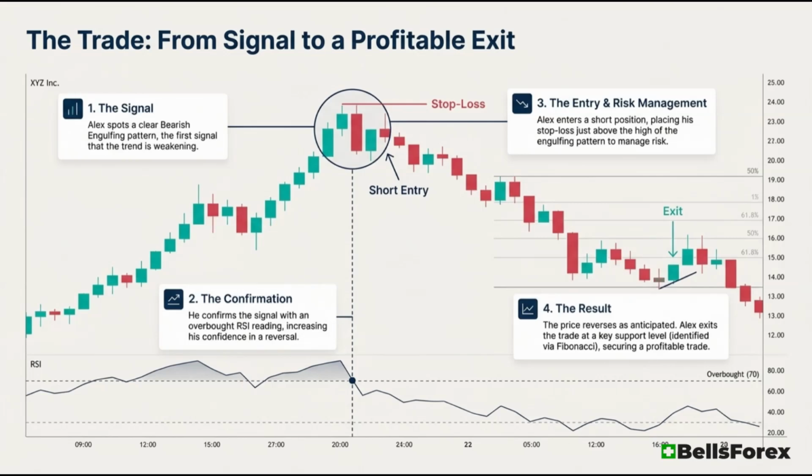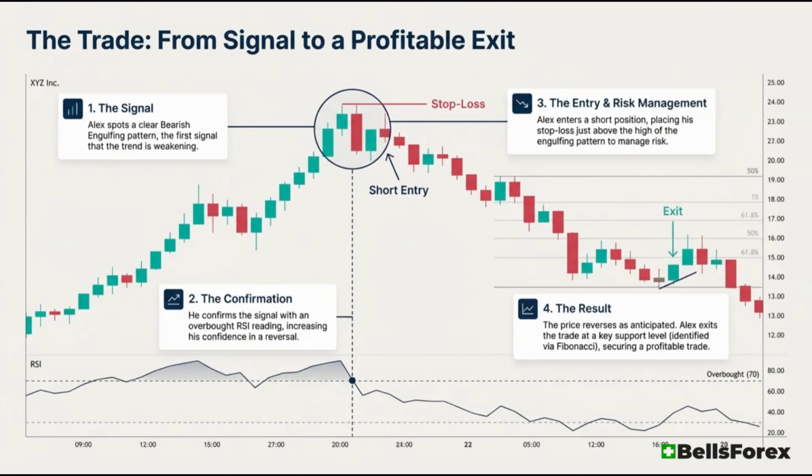A small bullish day gets completely wiped out by a massive, aggressive bearish candle. That's the primary pattern. That's his first trigger. It tells him sellers have taken control. But Alex knows better than to trade on just one pattern. He immediately looks for confirmation. So what did he check first? He pulls up the RSI, and sure enough, the RSI had just crossed into the overbought zone above 70.